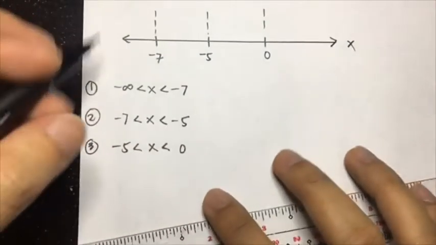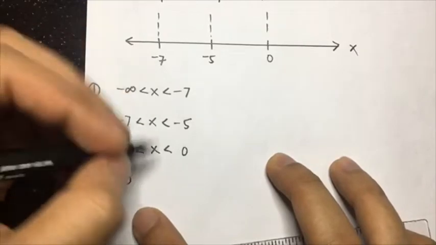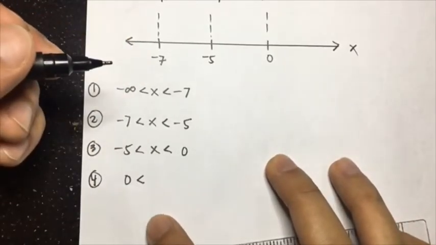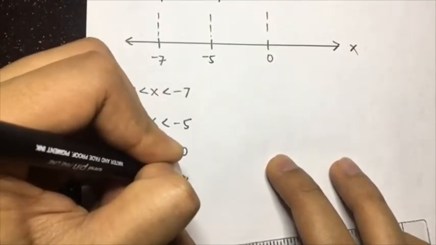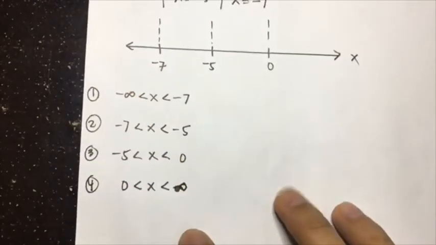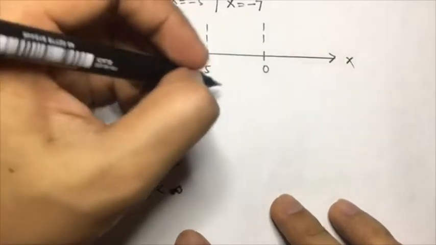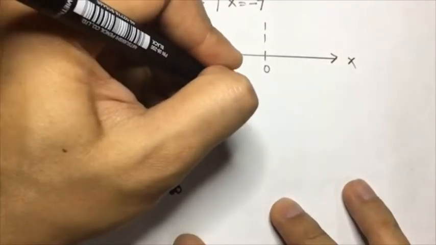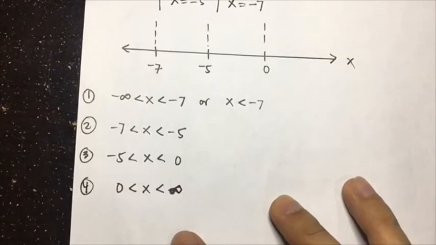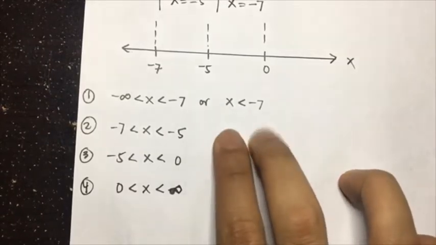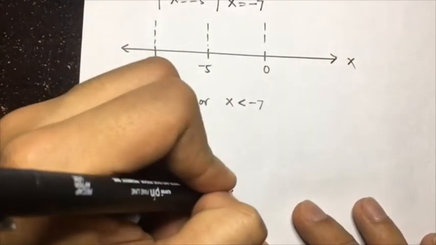And then the last one is from 0 to positive infinity: 0 is less than x is less than positive infinity. Actually, if we have an open end, you can also say x is less than negative 7. That's also okay. Or for this one, on the right side, you can also say that x is greater than 0.